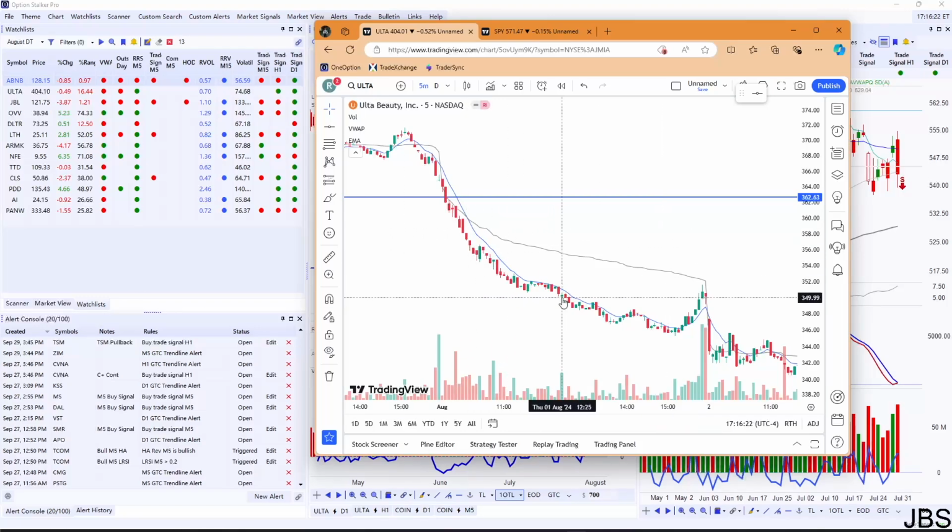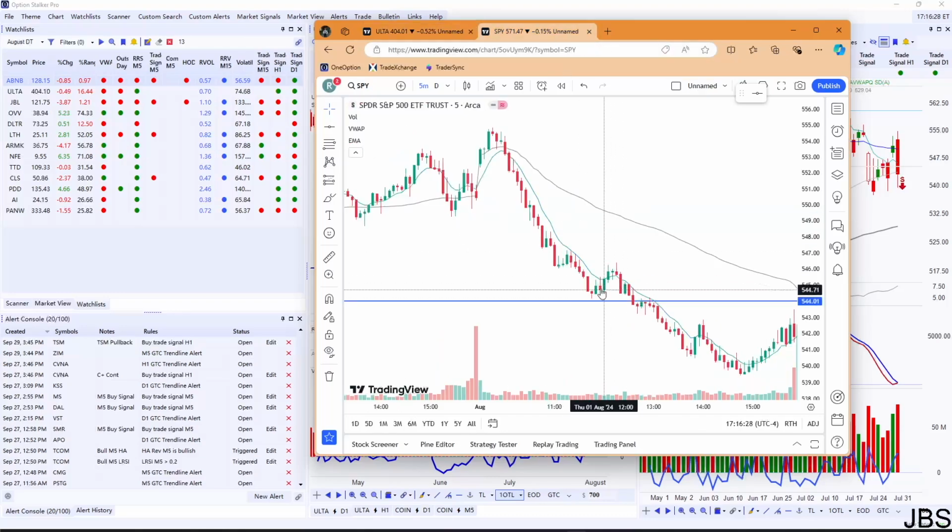Now, in ULTA, I probably entered somewhere again over here when it was breaking down at 12:25. And again, the market was rallying.